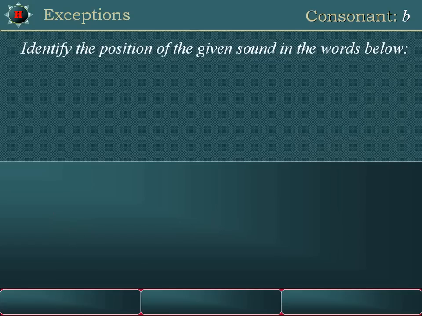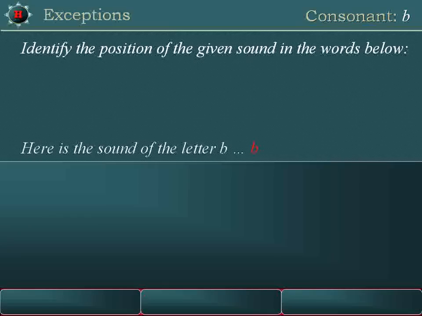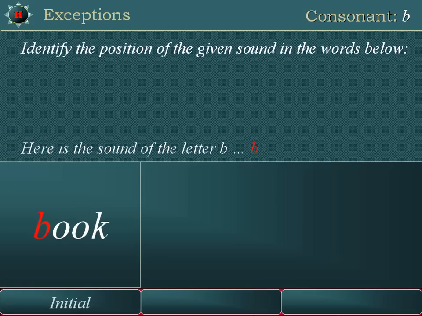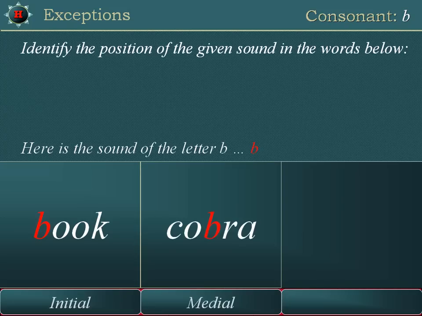Identify the position of the given sound in the words below. Here is the sound of the letter B. Book. Initial position. Book. Yes, B is in the initial position. Cobra. Medial position. Cobra. Yes, B is in the medial position. Stab. Final position. Stab. Yes, B is in the final position.